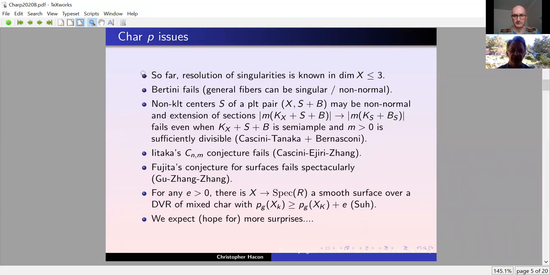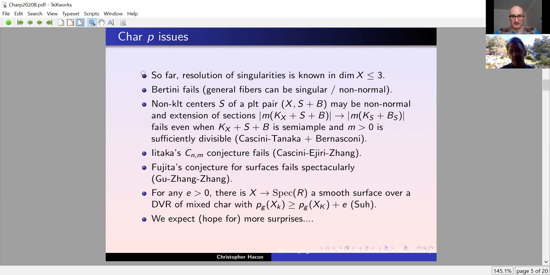Okay, another thing that fails in positive characteristic: there's a very recent result of Cascini, Giri, and Zhang, which shows that Iitaka's C_nm conjecture fails. The C_nm conjecture compares, for an algebraic fiber space, the Kodaira dimension of the total space with the Kodaira dimension of the base and the Kodaira dimension of the fiber, and the expected inequality does not hold in positive characteristic. Also, Fujita's conjecture for surfaces is known to fail, in fact quite spectacularly, by work of Gu, Zhang, and Zhang.